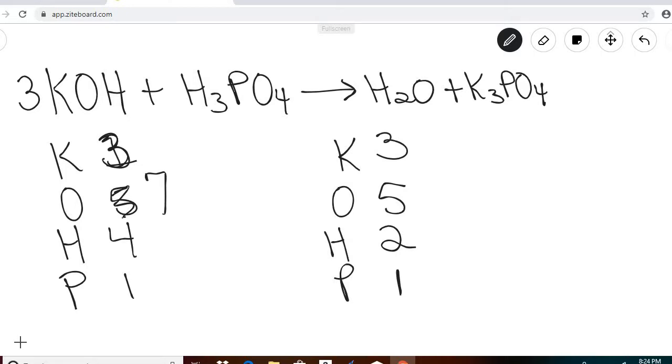Hydrogens, we have 4, and we have 2. So let's put a 2 here. So that gets our hydrogens up to 4. And now let's see what that did to our oxygen. So we have 3 plus 4, so we have 7 oxygens over there. And we have 2 plus 4, so we have 6. Is that right?